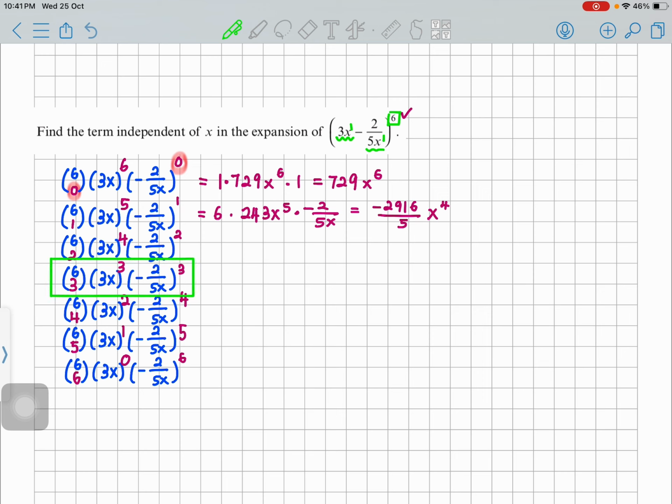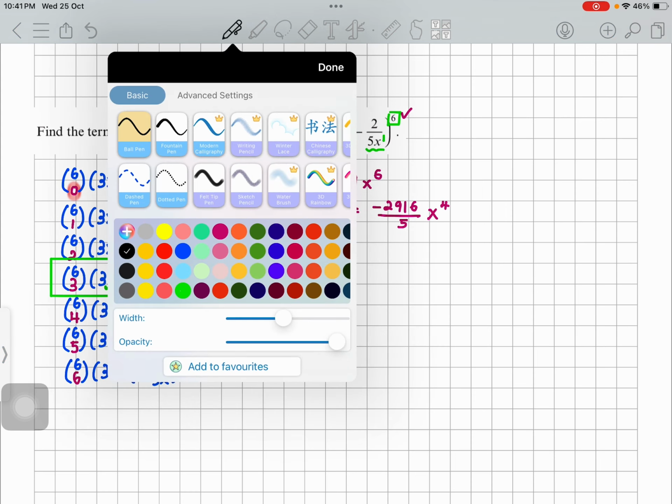Why? You look at this. This is your x, right? When you expand, you will get x power 3. Whereas the bottom one here, it is a x as well, over x. Right? So if I expand, I will also get x cube. But it is at the denominator. So I know my term will cancel out. If you don't believe, let's try it.